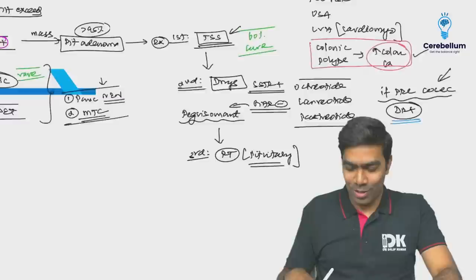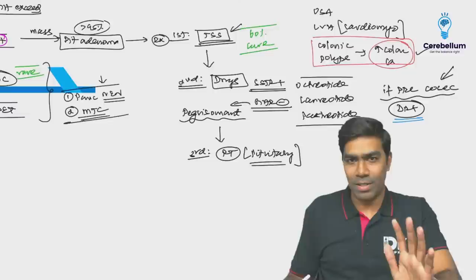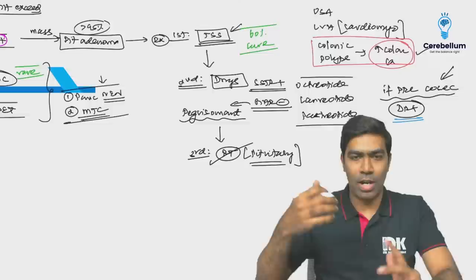Okay. So first step is transsphenoidal surgery. Second step is drugs. Third step is going to be pituitary radiotherapy. But it's a very slow process. It's going to take a long time to control the hormone output. So this is not for immediate control of hormone output.